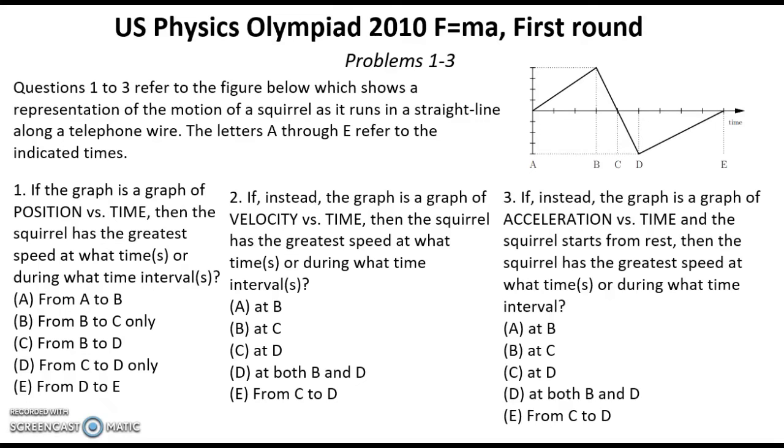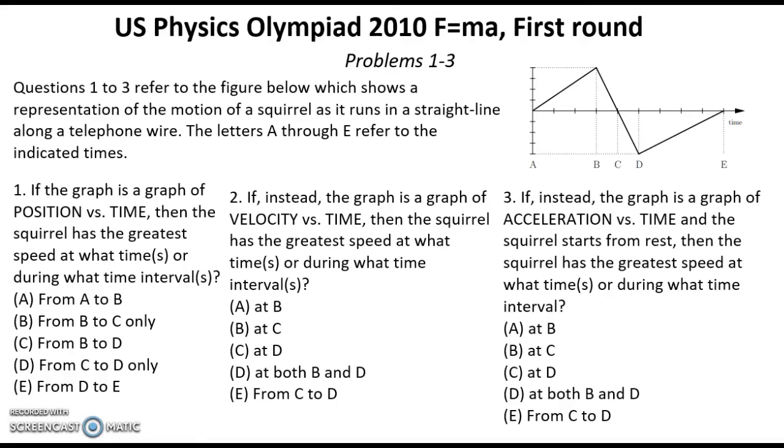Problem 2. If instead the graph is a graph of velocity versus time, then the squirrel has the greatest speed at what times or during what time intervals? So obviously the greatest speed will be at points like maximums or minimums on these graphs. That will be points B and D. B is positive and D is negative. So the correct answer is D.